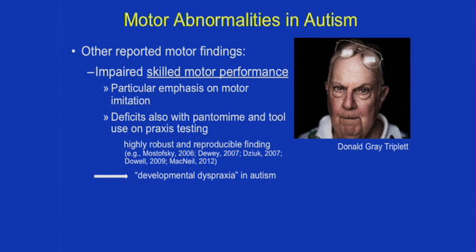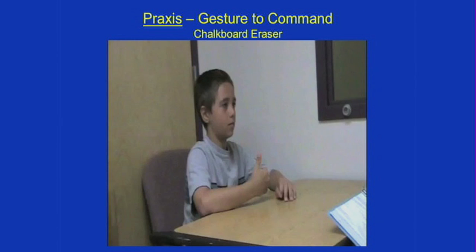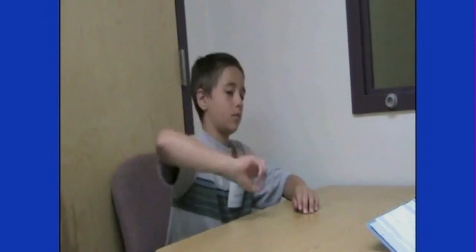And this has led to a general notion that among children with autism, there seems to be at least a substantial portion of children that demonstrate this developmental dyspraxia. Here's an example of the kind of thing we do, where we're asking the child to perform a gesture to command. Here's a typically developing child, and we're asking him to demonstrate how to erase a chalkboard. And there he goes, doing just fine.